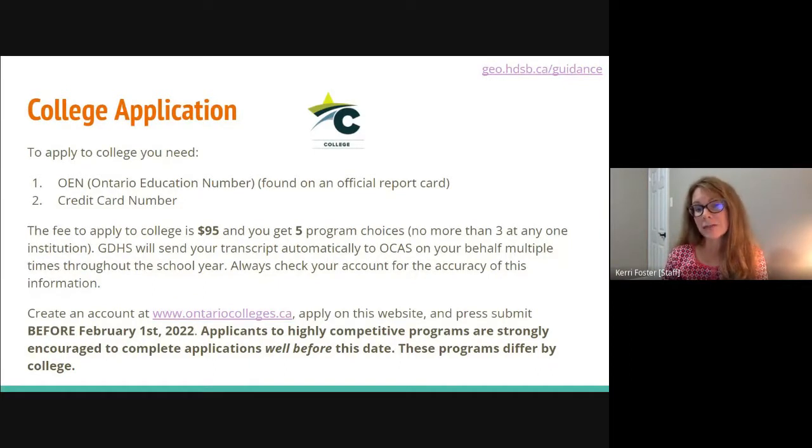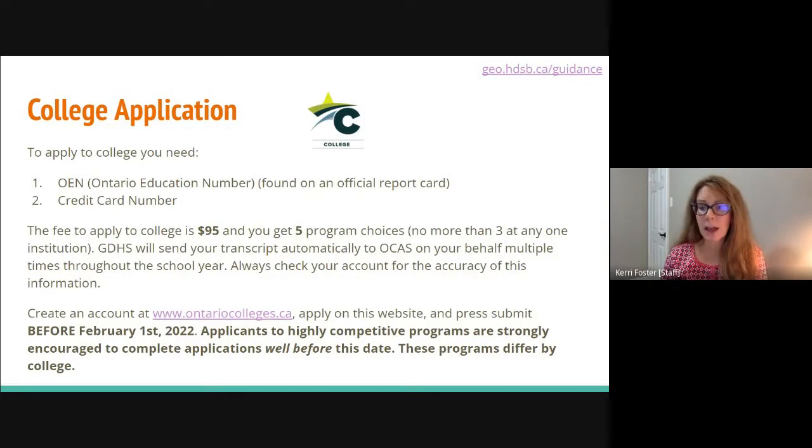So the fee is $95, and that includes 5 different program choices with no more than 3 of those at one particular institution. Once you have created an account and you're ready to sign up, you don't worry about submitting separate transcripts. That's all done through OCAS, and we will look after uploading your transcripts. So that way all of the students' marks will be uploaded centrally through this website.